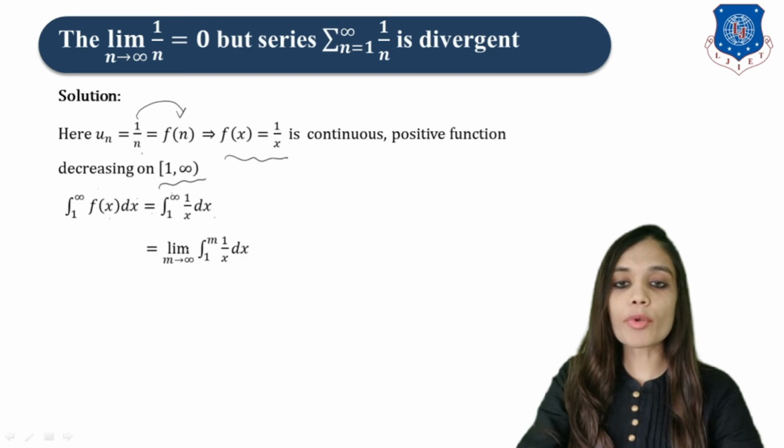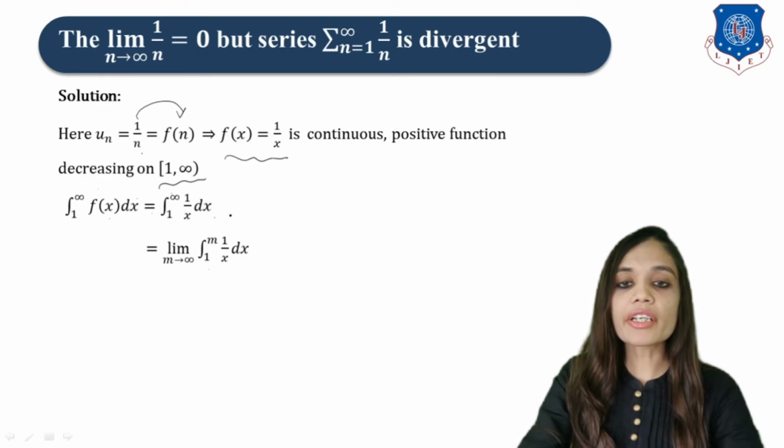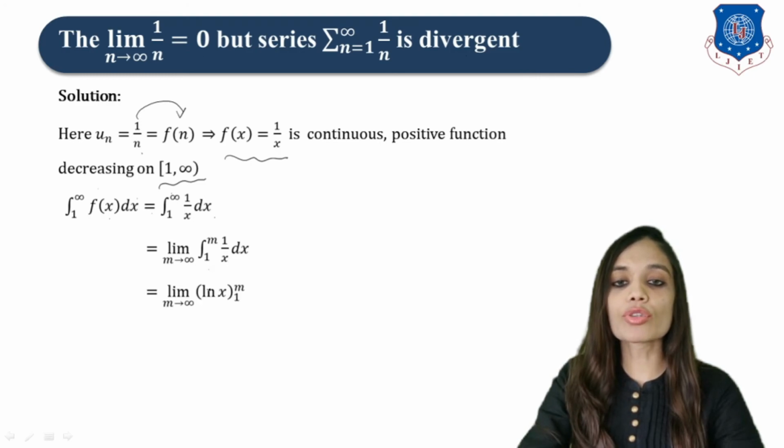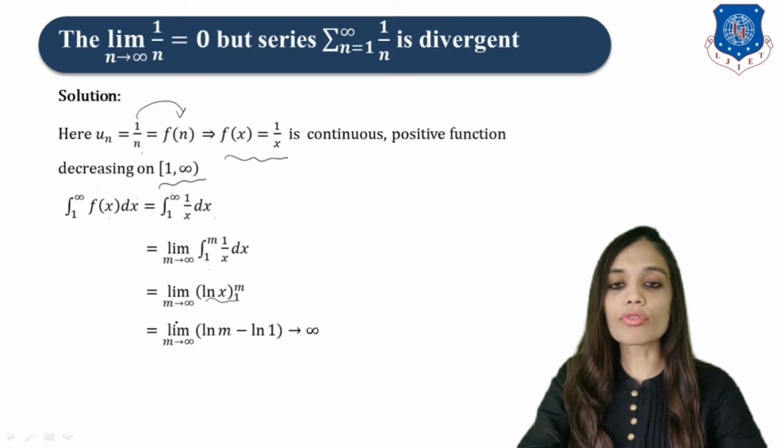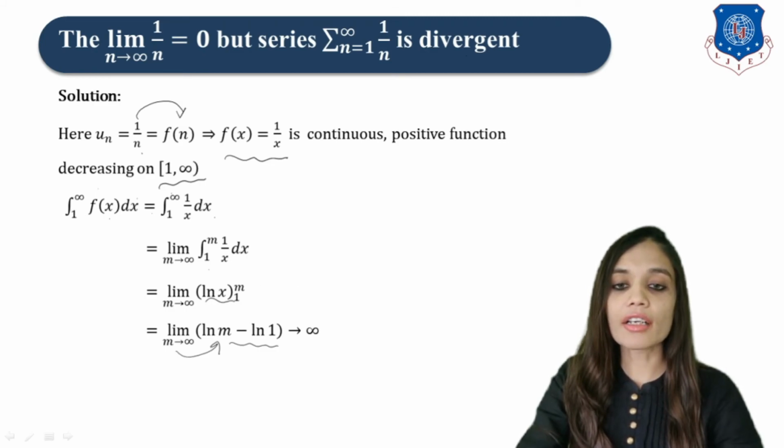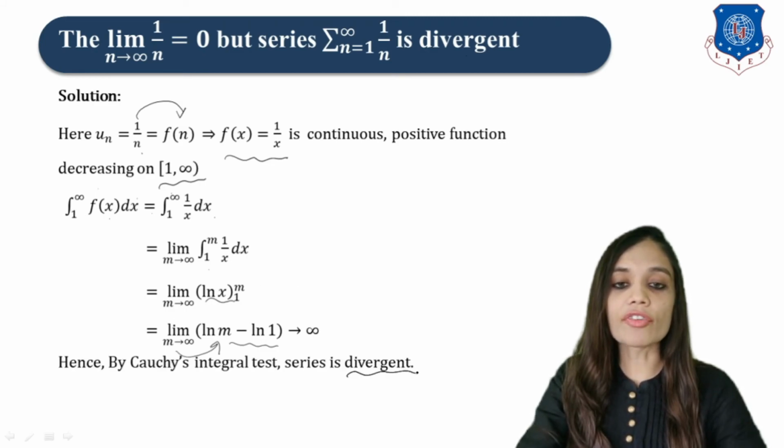Now again this is an improper integral, so we will write in the form of limit m tends to infinity integration 1 to m 1 upon x dx, right? Now integration of 1 upon x will be equal to what? ln x. Put the limits. Now on putting limits you will get limit m tends to infinity ln m minus ln 1. Now as m tends to infinity, the whole term will go to what? Infinity. So what we can say that the given series is divergent by Cauchy's integral test.